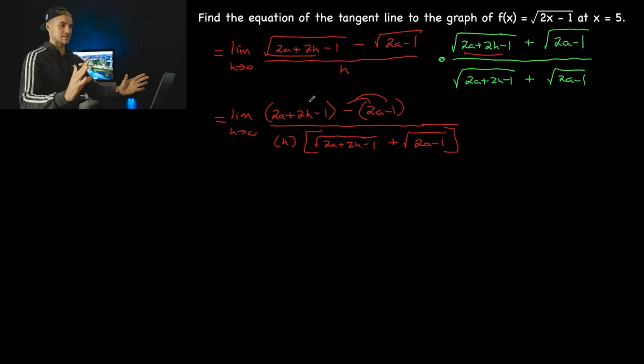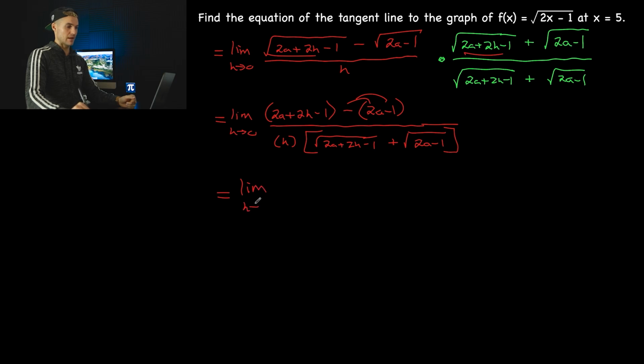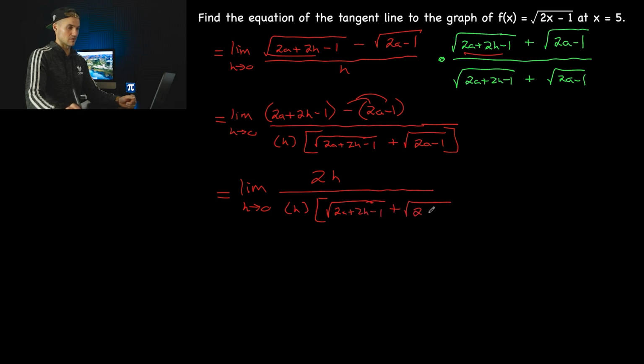Notice the 2a's would cancel out and the 1's would cancel out, so we're going to just be left with a 2h at the top, right? So we'll have the limit as h approaches 0 of 2h all over h times root 2a plus 2h minus 1 plus root 2a minus 1, like that. Here, the h's cancel out, and now we can plug in 0 for the remaining h's.